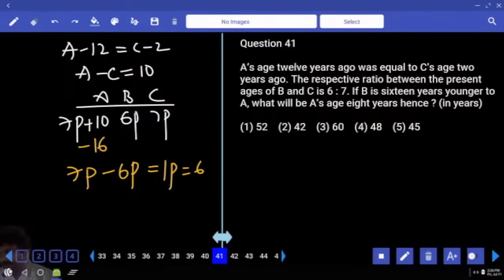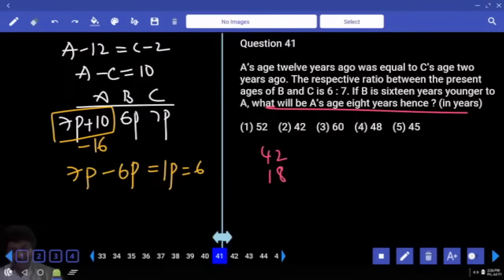You understand? What will be A's age 8 years hence? Present age of A is 7 parts plus 10. After 8 years, it will be 7 parts plus 18. 7 into 6, 42, plus 18, 60. Clear? You actually don't have to solve this question like this.